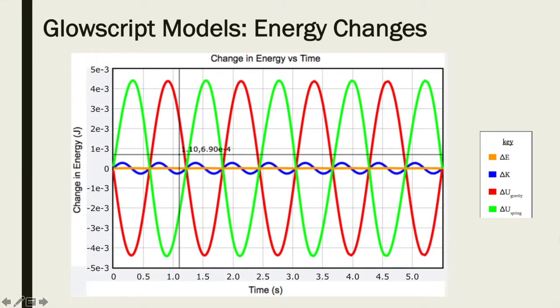The other graph given by the GlowScript code is the energy change model. Here we can see the change in total energy, kinetic energy, gravitational energy, and spring force energy. Given by the key, we can look at how each energy is affected in the concept of time.